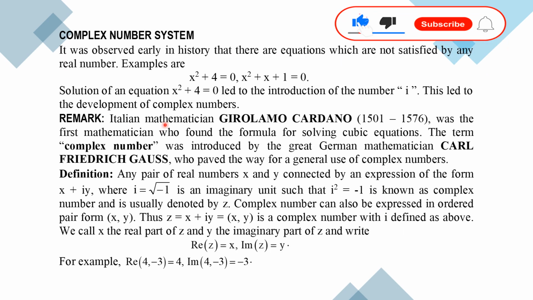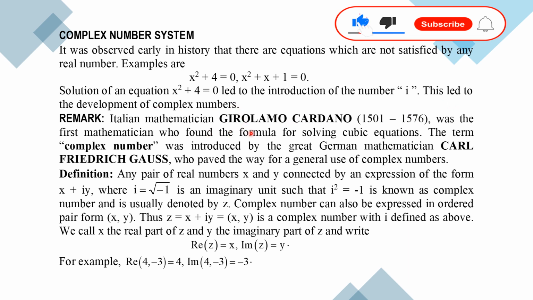Complex number system. It was observed in history that there are equations not solved by any real number. Examples are x square plus 4 is equal to 0, and x square plus x plus 1 is equal to 0. These equations are not satisfied by any real number, which led to the introduction of the number iota. This led to the development of the complex number.